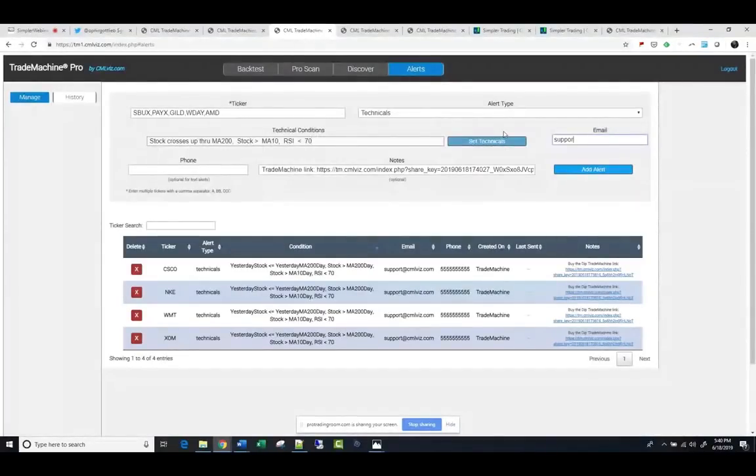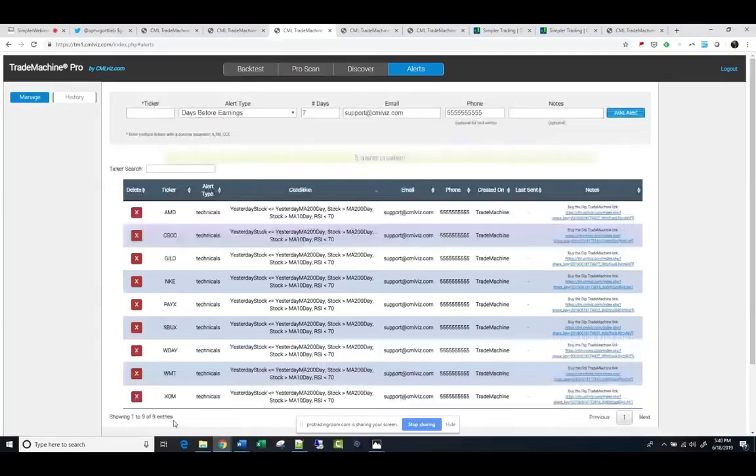Again, I'm just going to add my email address. When you sign up, your email address will automatically populate. I'm not showing my email address. Then your phone number. Again, I like to give myself a little note, even though I get the link. So buy the dip, and I'll add the alerts. Okay. We have now just added 9 trades. Took us, I don't know, 5 minutes.